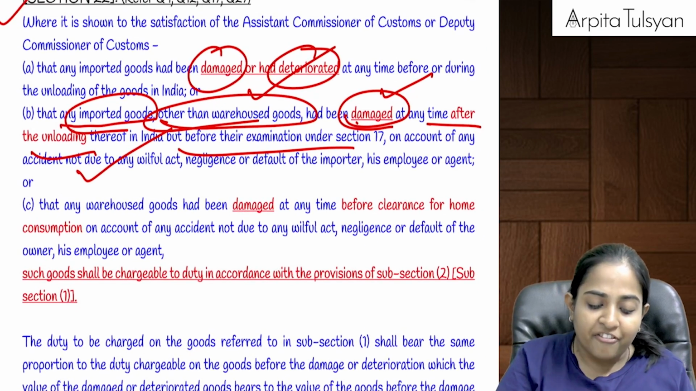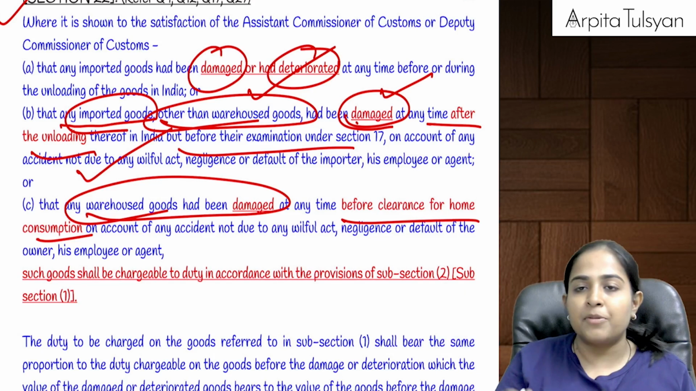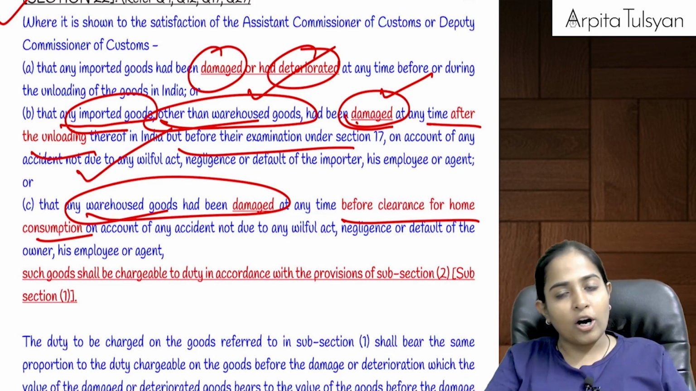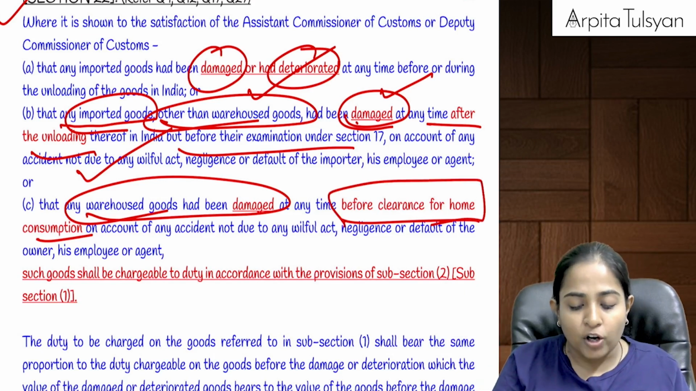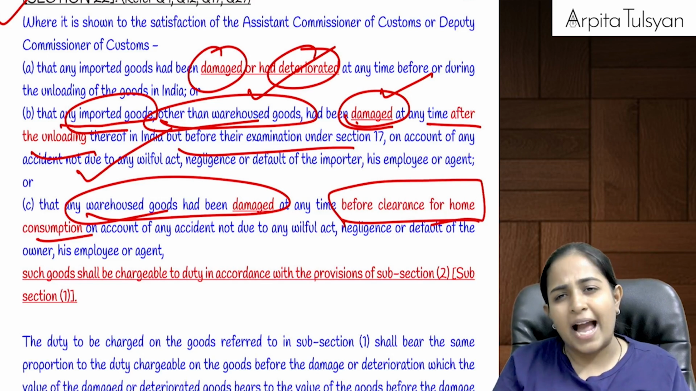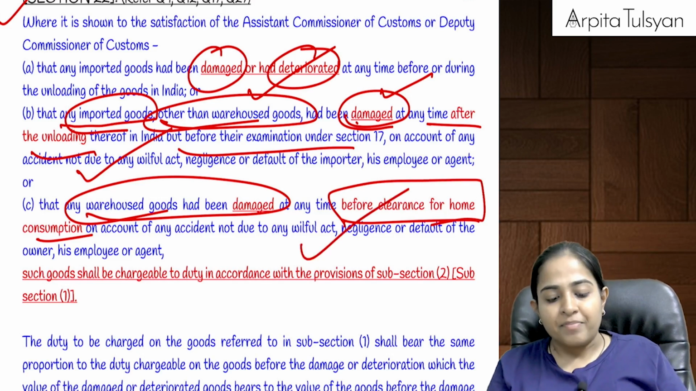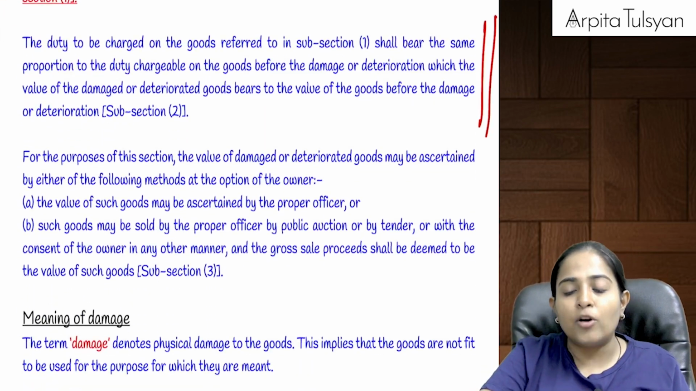And last, if the warehouse goods have been damaged before clearance for home consumption, meaning the goods were put into warehouse but after that it got damaged, anytime till when? Till clearance for home consumption, if it happened accidentally, then you will be eligible for abatement. Are you clear with this? Then in this case you will be eligible for abatement of what amount?